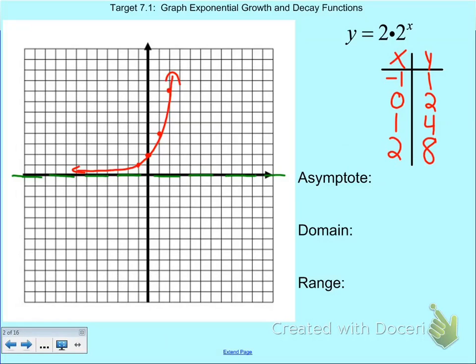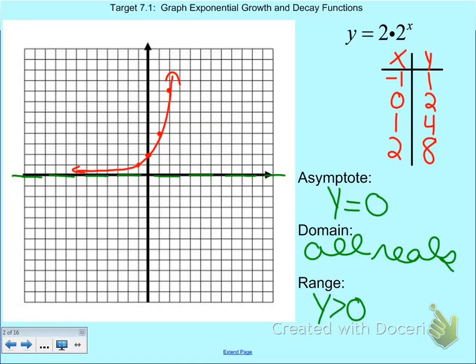So our asymptote, remember, it's not just 0. It's y equals 0. Our domain means what type of values can we plug in for x. In this case, because the arrows go in both directions, our domain is all real numbers. In our range, we start at 0 and we go up from there. So our range is y is greater than 0.